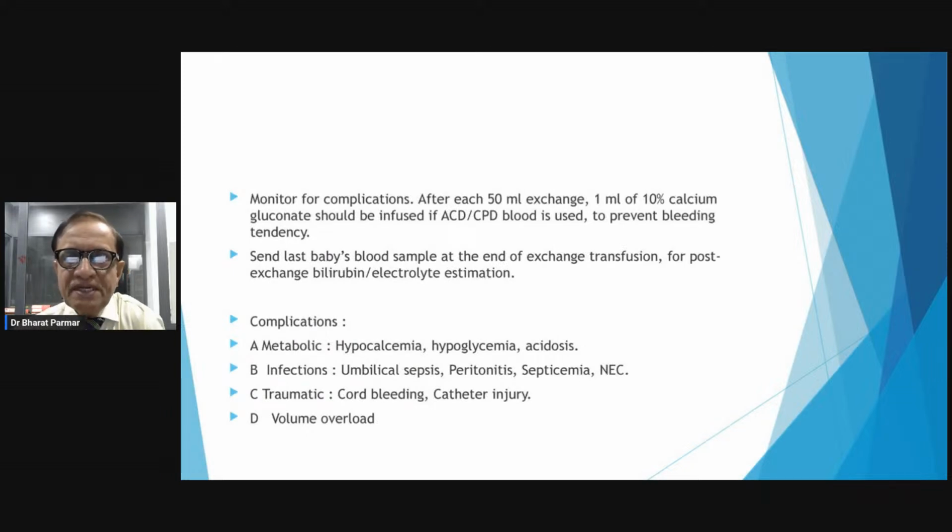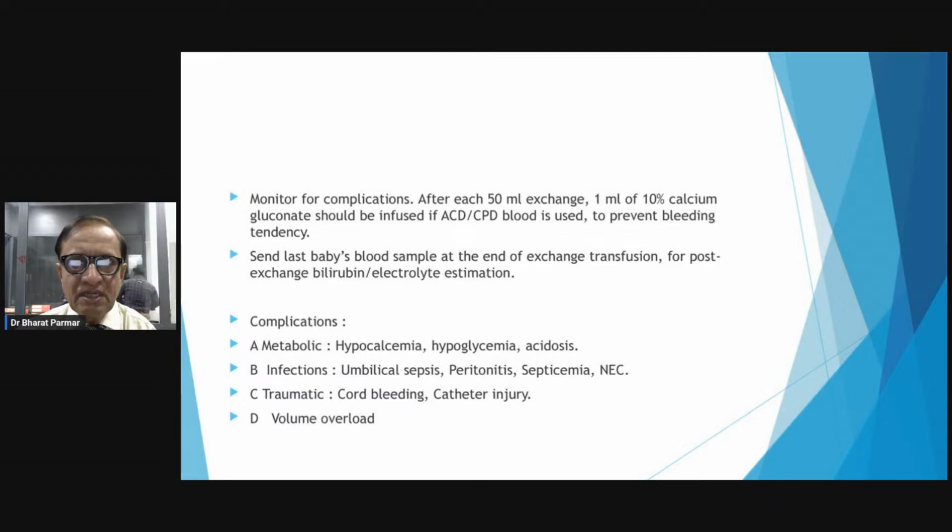Monitor for complications of exchange transfusion. After each 50 ml of exchange, 1 ml of 10% calcium gluconate should be infused if ACD or CPD blood is used, to prevent bleeding tendency. Send the baby's last blood sample at the end of exchange transfusion for post-exchange bilirubin and electrolyte estimation. So, which are the complications of exchange transfusion?